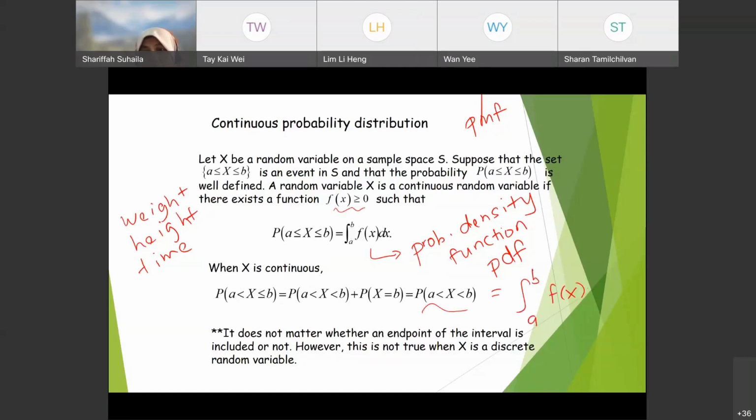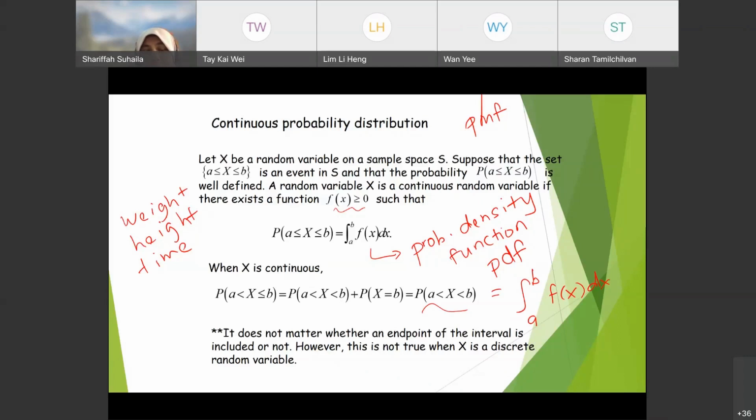That you already learned in terms of calculus. Calculus, you solve for the definite integral. Let's say if you want to find the probability between A and B, you still integrate from A up to B f(x) dx. So the same thing, if you want to find A less than or equal to x, less than or equal to B, you will integrate from A up to B f(x) dx. So as you see here, it does not matter whether an endpoint of the interval is included or not.